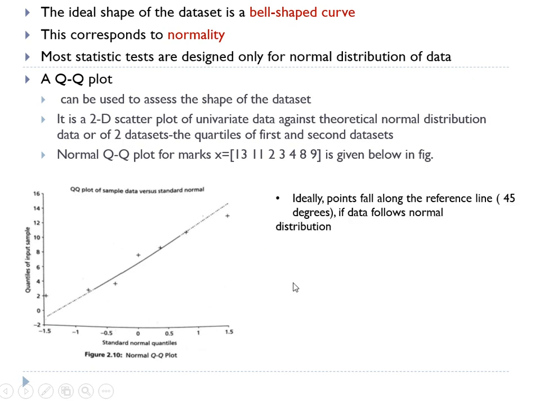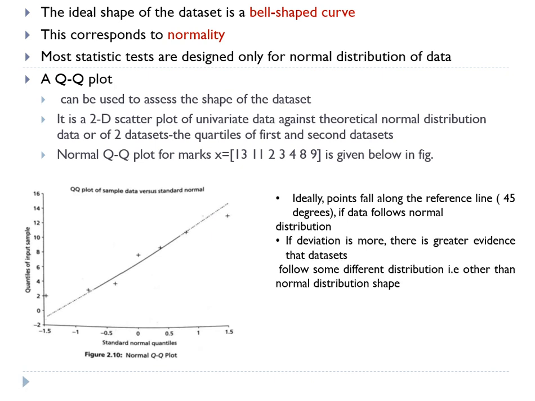Now what you observe here is, you try to find out which curve it is following, and it's more like a linear curve that I'm getting here. All the points which are falling on this line, let's call this the reference line, which is at 45 degrees, mean the data is following the normal distribution. And if there is any deviation, where a point is above the reference line or below the reference line, it's a deviation from the normal distribution.